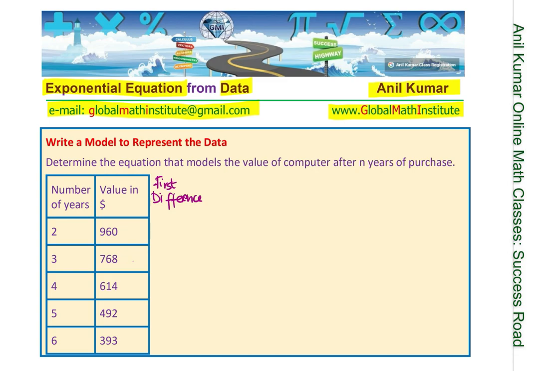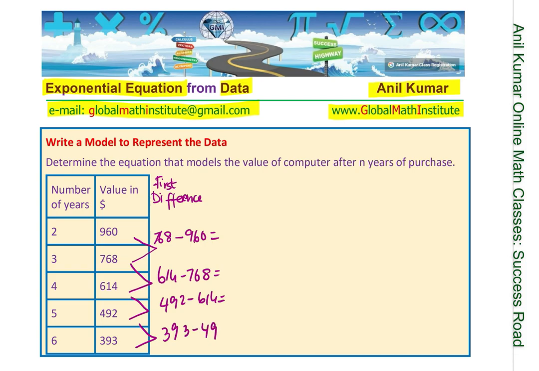So let's do 768 minus 960. We are doing 768 minus 960 to find the difference. Then we will do 614 minus 768, and 492 minus 614, and 393 minus 492. So let's use the calculator and find the answers.